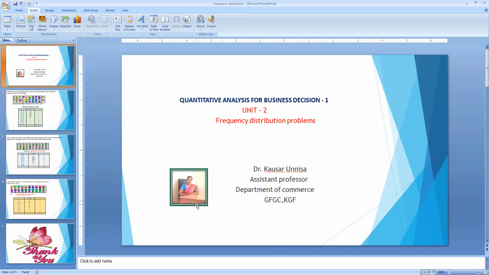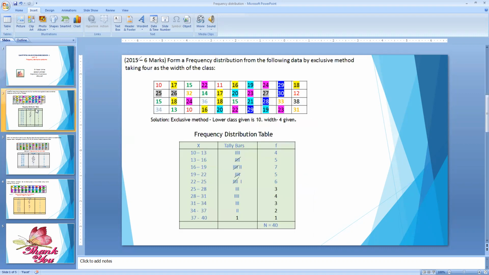So in this session, let us discuss how to calculate frequency distribution problems. Let us see one question given in the year 2015, for 6 marks. The question: form a frequency distribution from the following data by exclusive method, taking 4 as the width of the class. Here they have given certain numbers.